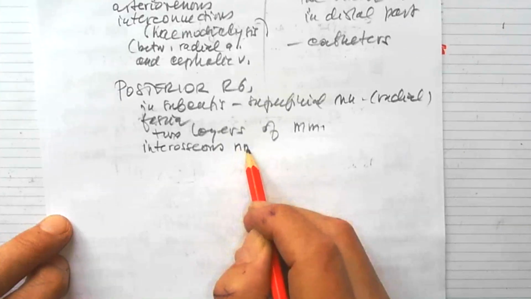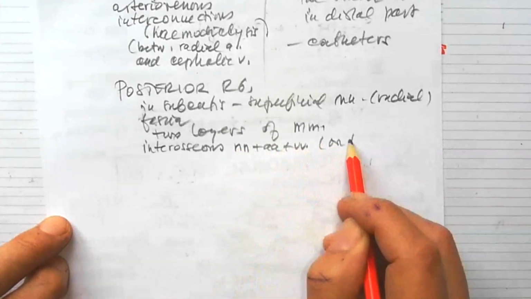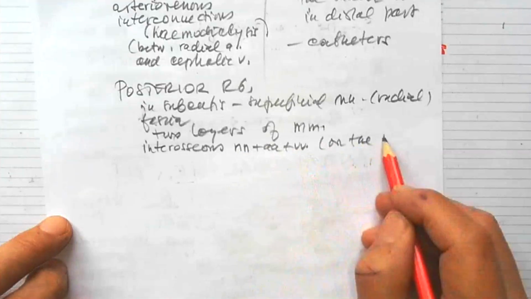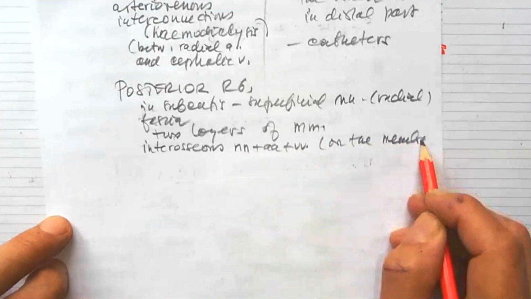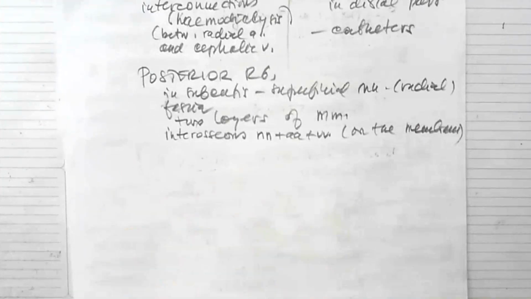nerves plus arteries plus veins on the membrane. That's it. Sufficient. So this was the antebrachial region. I mean that this is sufficient for our description.